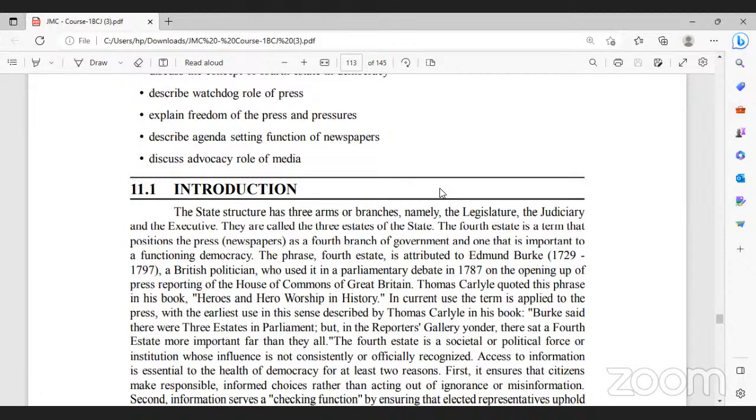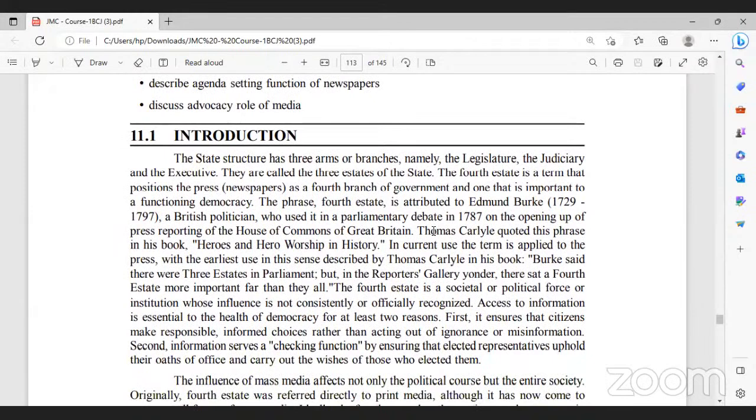Let us understand what the fourth estate is. When we say fourth estate, definitely there are other three estates or three pillars. In a simple manner, the fourth estate is the fourth pillar. We understand that democracy has four pillars. What are those? Legislature, judiciary, and executive. These are the three estates, and the fourth one is the press.